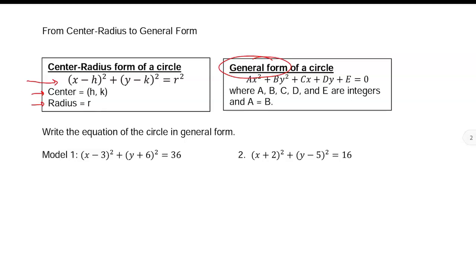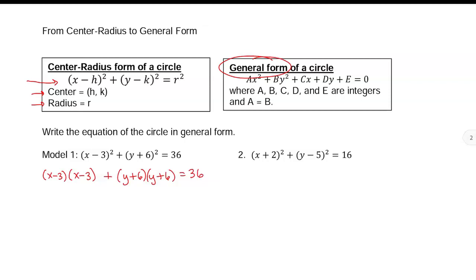So in the first problem, I have an x minus 3 squared, which is x minus 3 times x minus 3. So I'm going to multiply that out. There's also a y plus 6 quantity squared. I'm going to multiply that out. When everything gets multiplied out and put on the left side, then it's in general form.